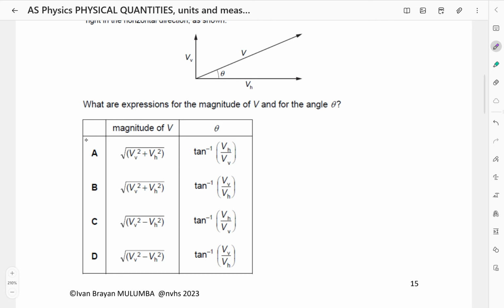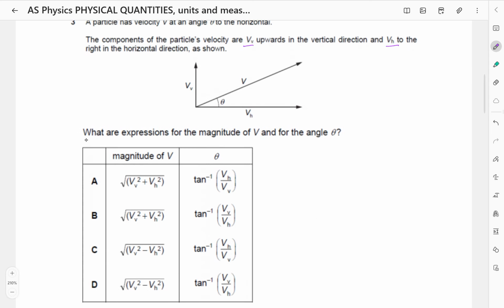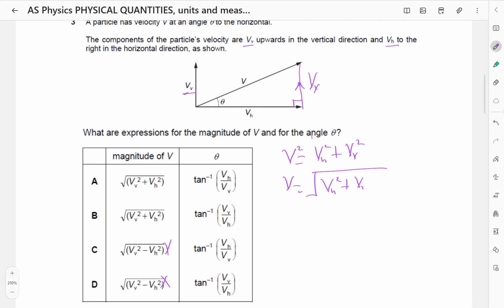Now note that v is the resultant velocity. So if I transfer v in the vertical to this point here, vertically upwards, this will be a right angled triangle. That means v squared is going to be equal to vh squared plus vv squared. So it is automatically plus, which means the minus part is out, but this should be under the square root. So v is going to be the square root of vh squared plus vv squared. So it means we still have A and B.